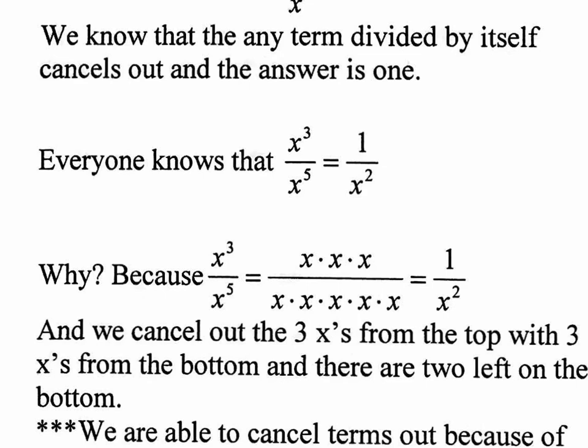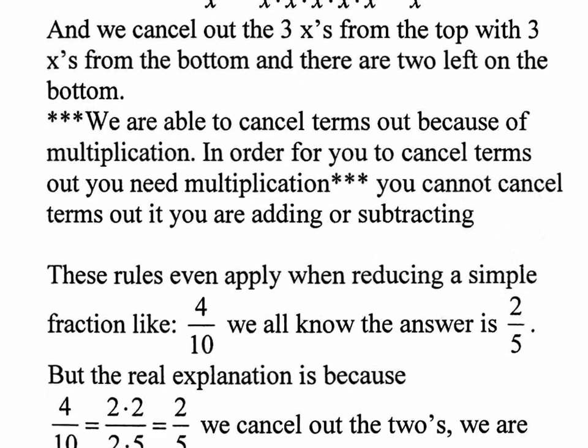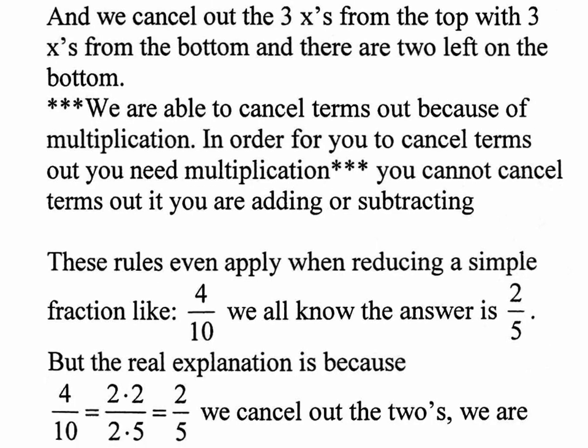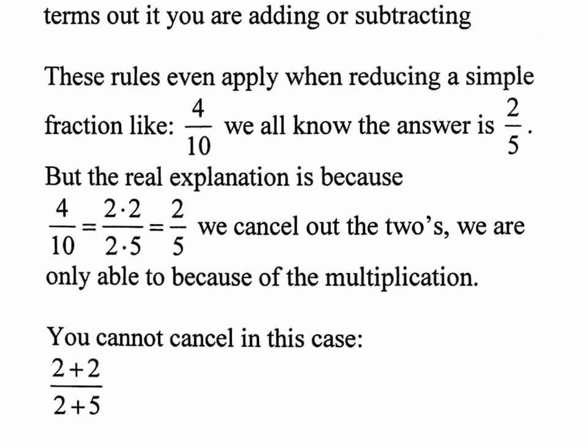But the key concept that we learned yesterday on the previous 2 videos was that we need multiplication between the terms in order to cancel, okay? You need multiplication in order for you to cancel out terms, all right? It even applies when you're simplifying fractions, like 4/10. We all know that 4/10 reduces down to 2/5, right?